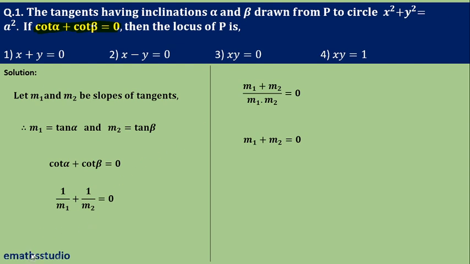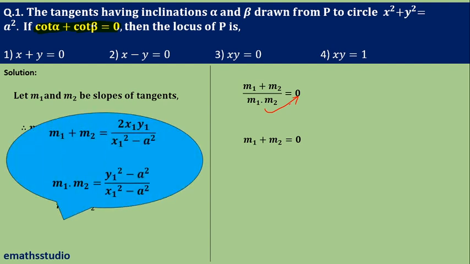Now this is very simple to get the required equation, as M1 into M2 goes to the other side and it simply becomes 0. Now what was the formula of M1 plus M2? M1 plus M2 is 2x1 y1 upon x1 square minus a square. Now somebody may ask, sir, what is this x1 y1? So one can say let P be x1 y1. I just mentioned the point P we are considering as x1 y1 from which tangents are drawn.